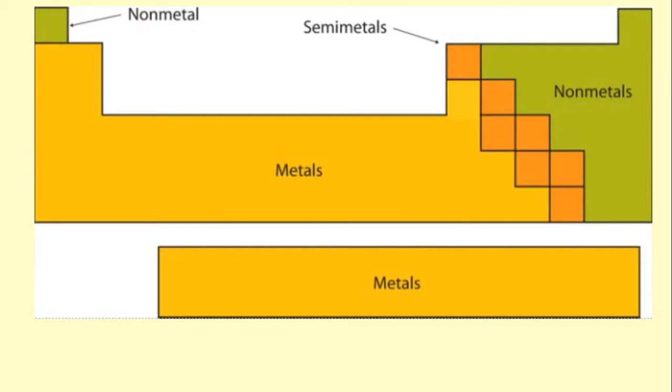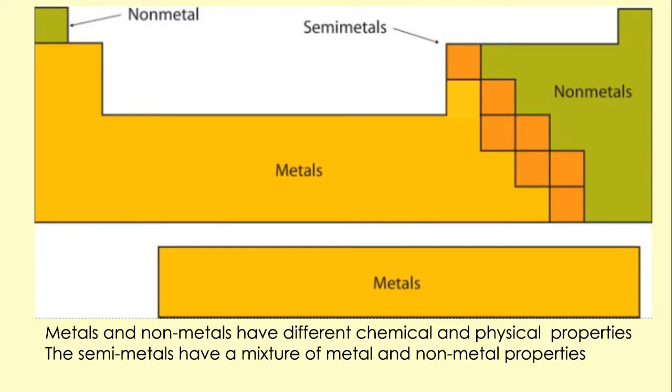But although we say left and right, really, there are a lot more metals than non-metals. So it's the center and the left of the periodic table that is the metals. And then you can see in orange we've got something called the semi-metals, which are sometimes called metalloids. Those elements have some properties that are metallic and some that are non-metallic. So sometimes they act like a metal and sometimes they act like a non-metal, which makes sense because they're on the borderline between metals and non-metals. I should have said that metals and non-metals have different chemical and physical properties.